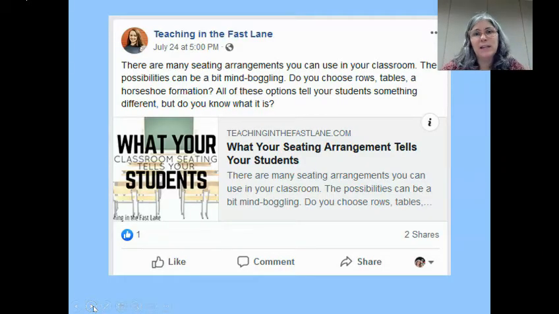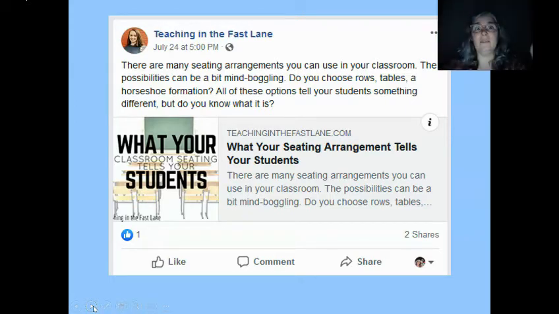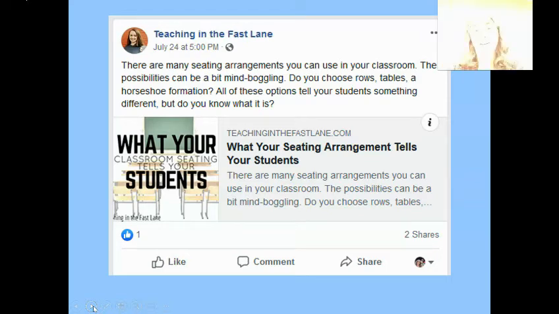I found lots of examples similar to this online. So this is a Facebook group called Teaching in the Fast Lane. And I think they did a nice job of talking about something simple like how seating arrangements can make a difference in your classroom. And teachers who even think about little things like that, like how a seating arrangement can make a difference, that is being an intentional teacher. That everything you do, you're doing with purpose.